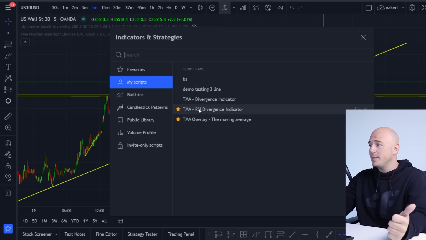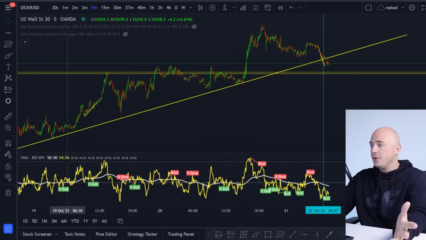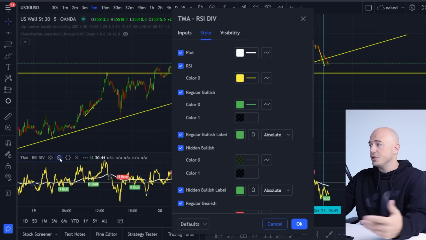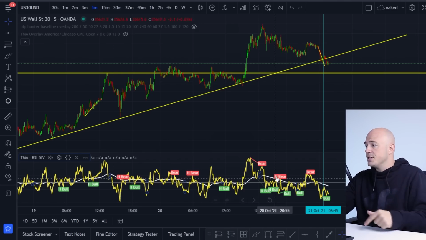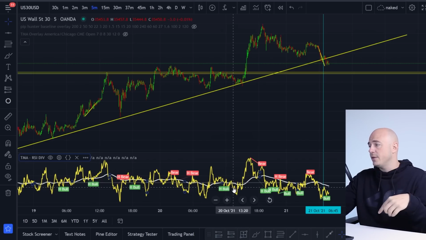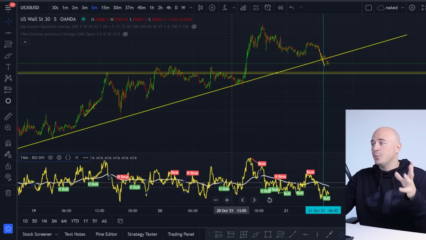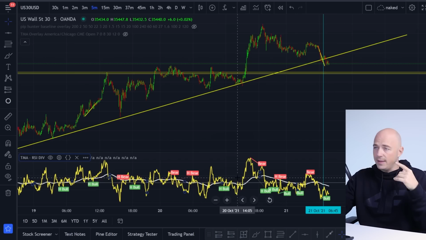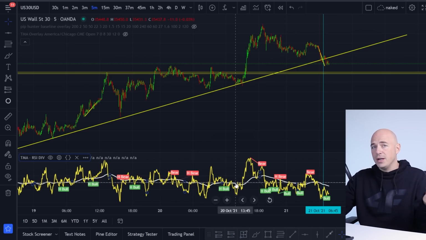The second one is going to be the TMA Divergence Indicator. You guys don't have this. Some of you do if you have the code saved. But essentially, I'm going to just copy and paste the code for you and give it to you in a file down in the description. But this basically gives you an RSI line with hidden bullish, hidden bearish, regular bullish, and regular bearish divergences. They do print late, so you need to be able to identify them live and wait for trendline breaks.